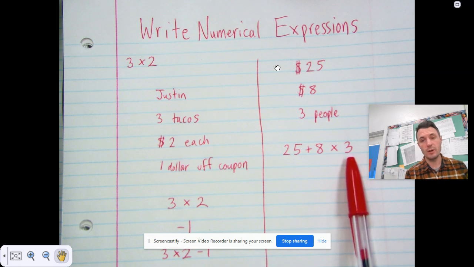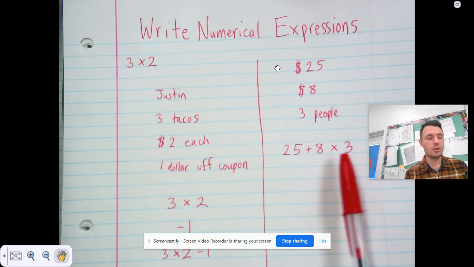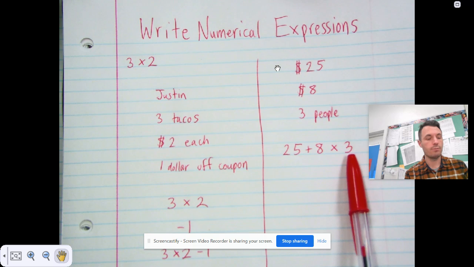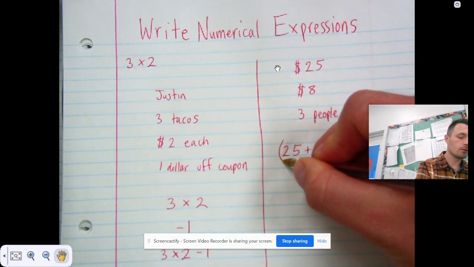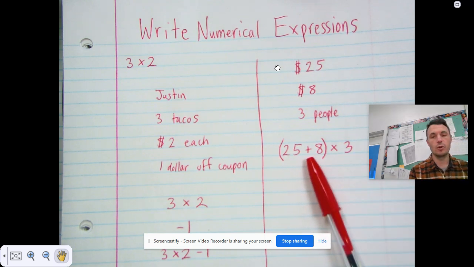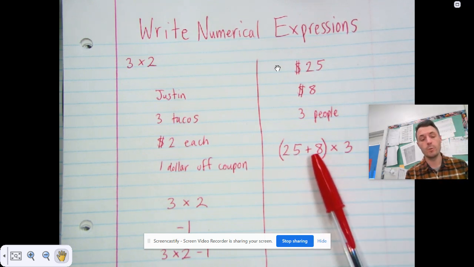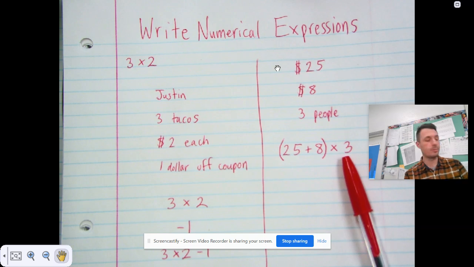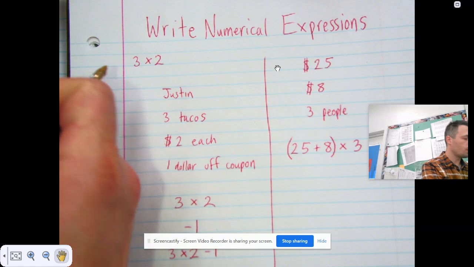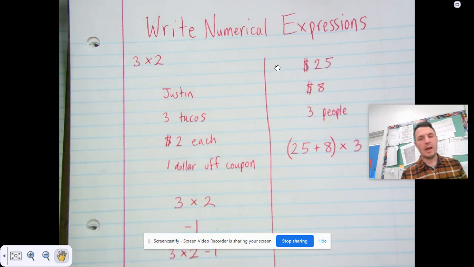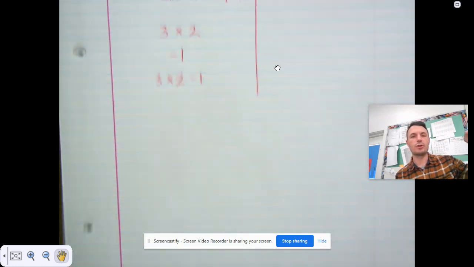And if we don't put parentheses, the order of operations would say we do the multiplication before the addition. So we need to put parentheses here so that we find out what the total cost each person spent was before we multiply it by the amount of people spending it. Okay, so those are some real life situations and that's how you could turn them into expressions.